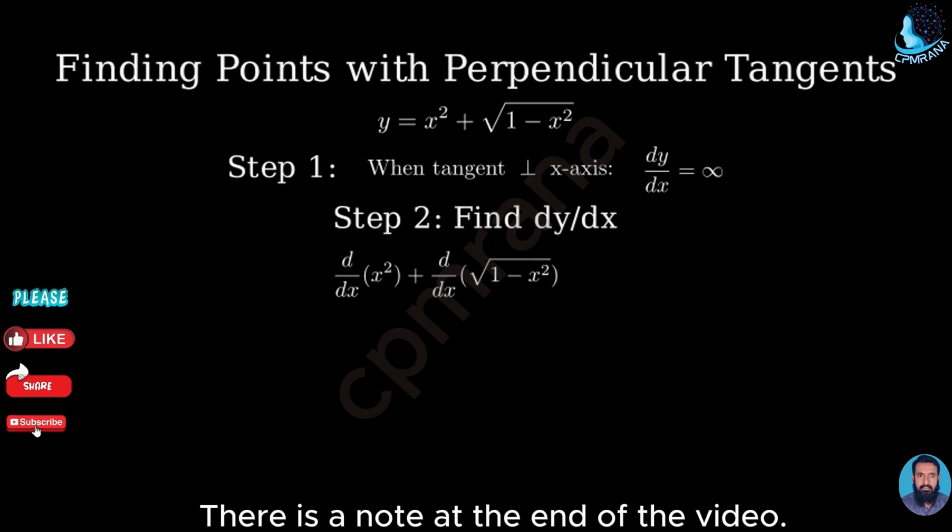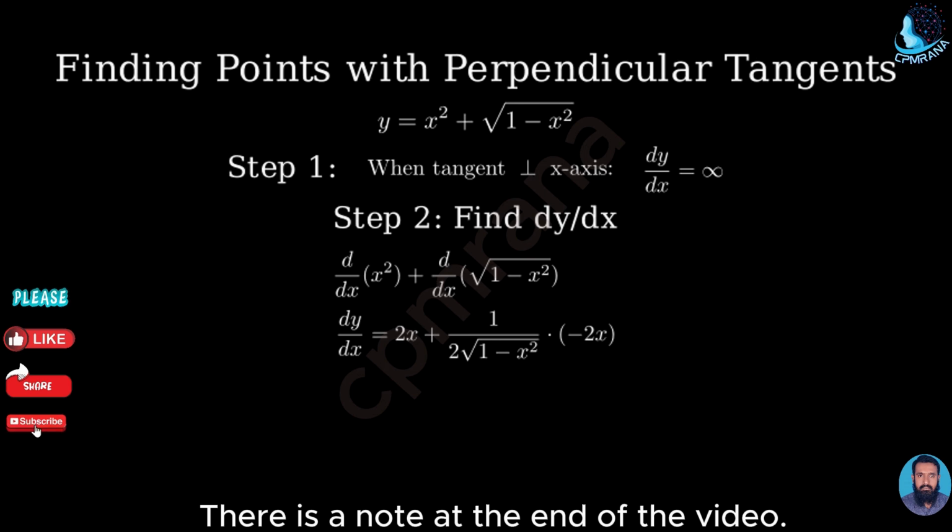Let's use the chain rule to differentiate y equals x squared plus the square root of 1 minus x squared. The derivative of x squared is simply 2x. For the square root term, we use the chain rule. The derivative of square root of u is 1 over 2 square root of u times the derivative of u.